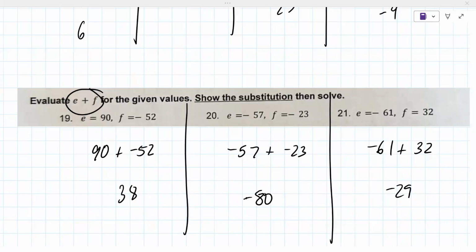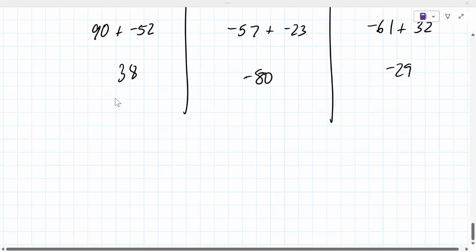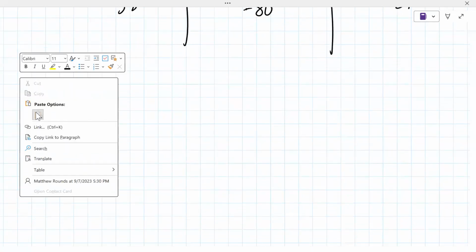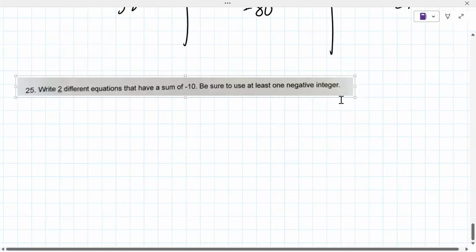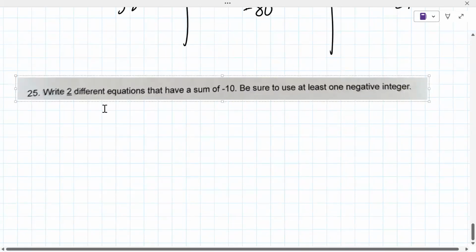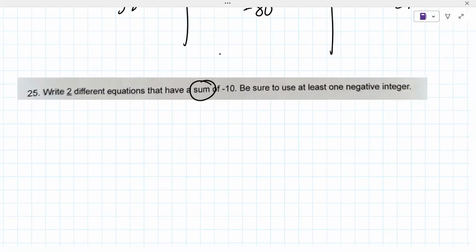Just for time's sake here, let's go to 25. Okay, so I'm going to help here. It says write two different equations that have a sum. What math operation is sum? Isn't it addition? Yes. Sums to negative 10.